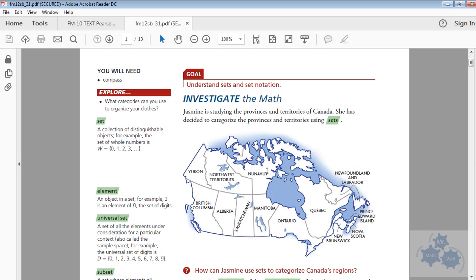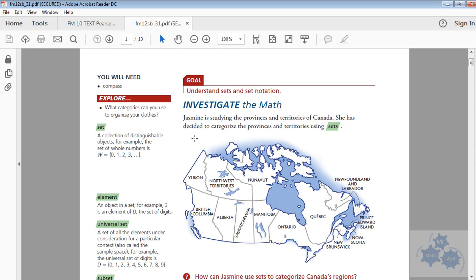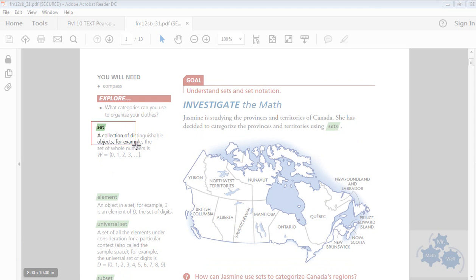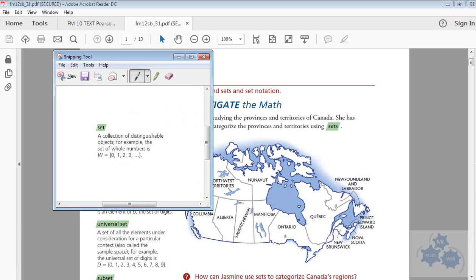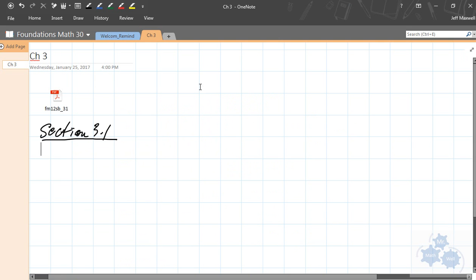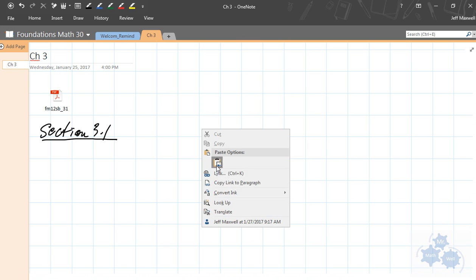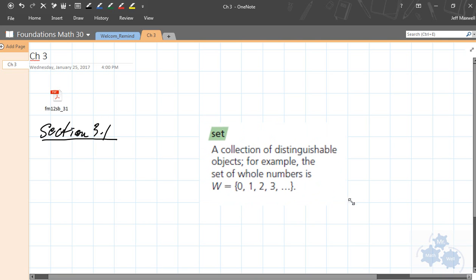So in this Investigate the Math, it says this: Jasmine is studying the provinces and territories of Canada. She has decided to categorize the provinces and territories using sets. Okay, so set, you'll see in your textbook that they have bold-faced terms, highlighted terms. What I want you to do is copy down this definition, or you can summarize it if you want. But let's talk about what a set is. I'm just going to paste that over here and make that a bit bigger so you can see it.